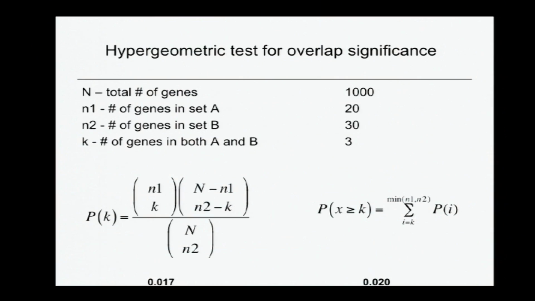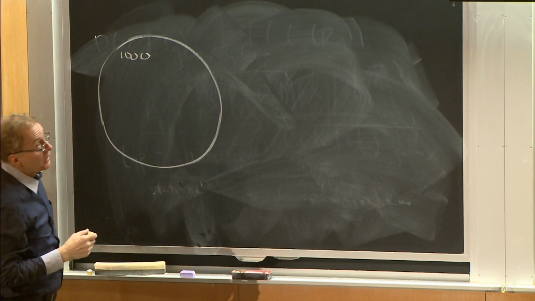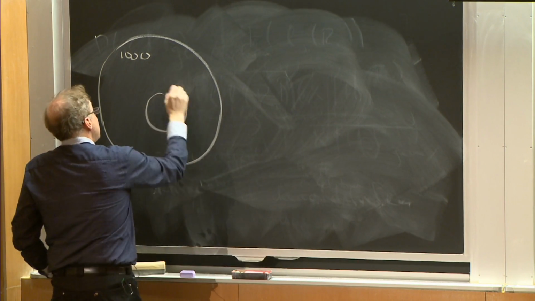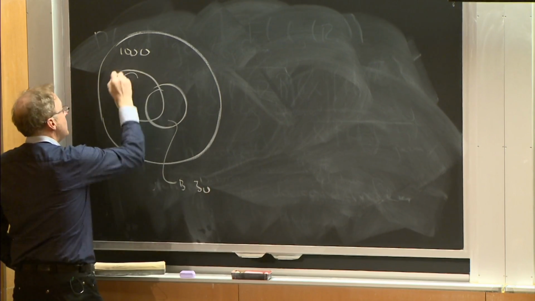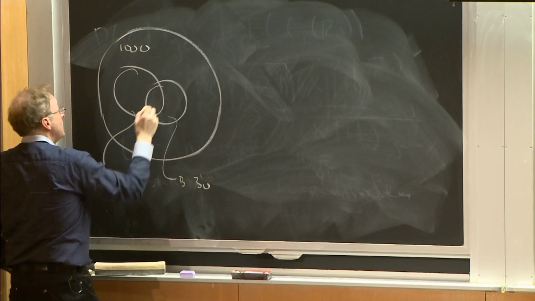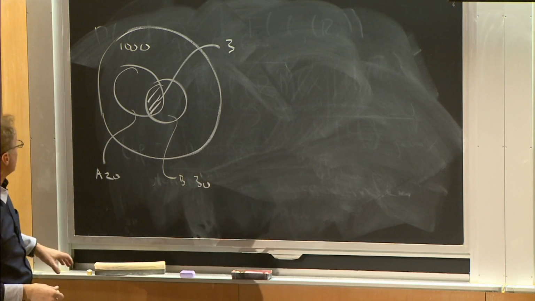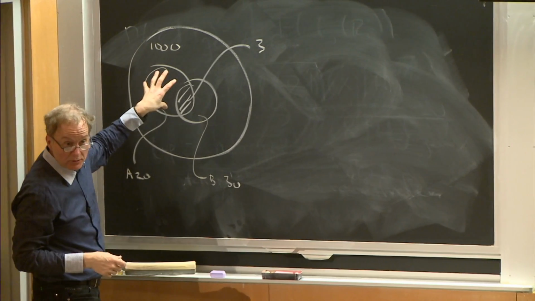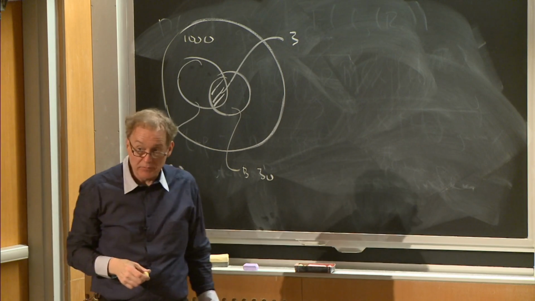So, imagine that we have a universe, for simplicity, of 1,000 genes. Okay, so we have this universe, and B is a set of genes of which there are 30, and there's another set A, of which there are 20, and the overlap between these two is a total of 3 genes. So it might be that A is the set of genes that are differentially expressed between two conditions. B is the set of genes that you happen to know have a particular annotation.